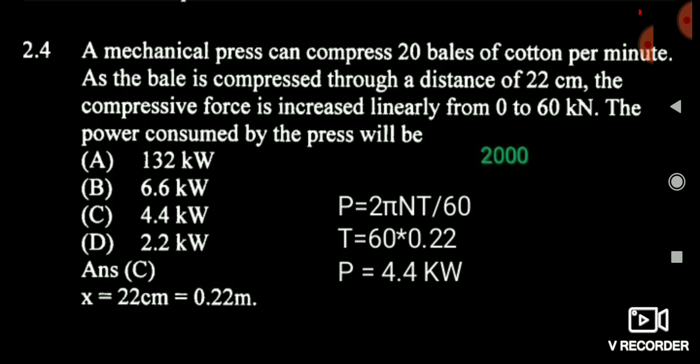The 20 bales of cotton are given per minute, not per second. So 20 bales of cotton means it revolves 20 times in 1 minute. So you should multiply it by 2 pi into 20 divided by 60 into torque, where the torque value is 60 into 0.22, which I have calculated. You can get the power, that is 4.4 kilowatt.